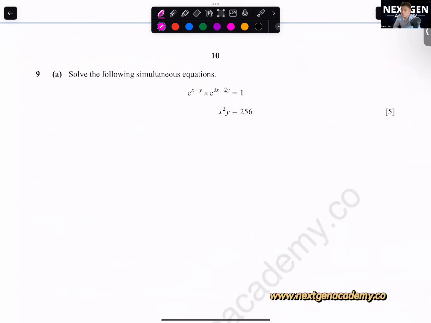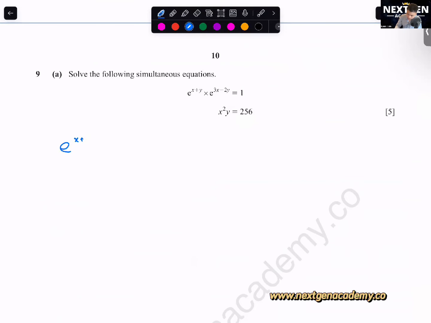Simultaneous equation for this exponential. Solve the following simultaneous equation. Okay, first one, we are going to simplify it first, the e. We don't want the unknowns in the power, so I need to remove that. So let's write down this equation first.